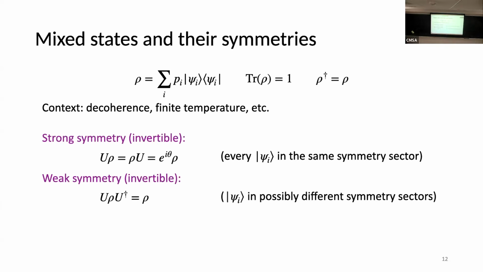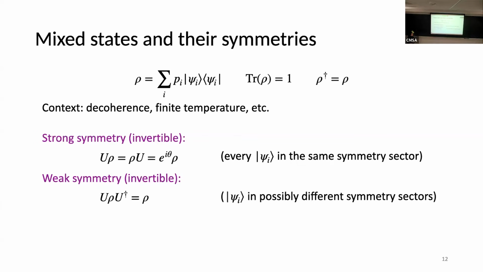So these kinds of mixed states have different kinds of symmetries. For example, you can have strong symmetries, and I've written it for invertible symmetries because I have 20 minutes here, but there are similar conditions for non-invertible symmetries. So we have strong symmetries, that's the case when rho is an eigenstate of U. And so U rho is just some phase times rho. And we can also have weak symmetries where rho commutes with U.